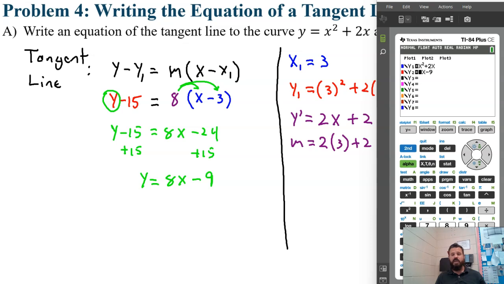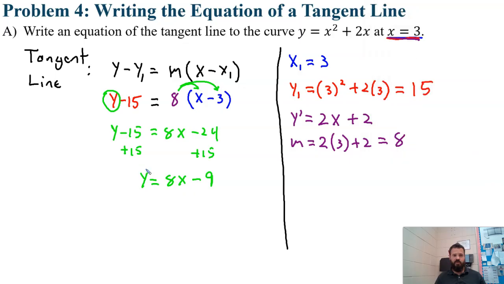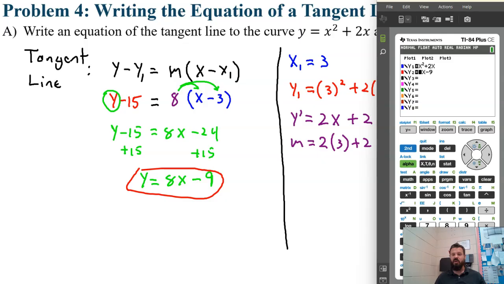Now, we don't need to use a calculator for this problem, obviously. We've got the answer. But in some cases, it's a good idea to pull the calculator out and just after the fact, take a look at what we found. So here I've plugged in to graph the original equation, y equals x squared plus 2x, along with the equation for our tangent line, 8x minus 9.